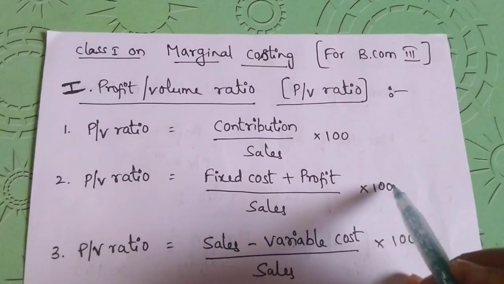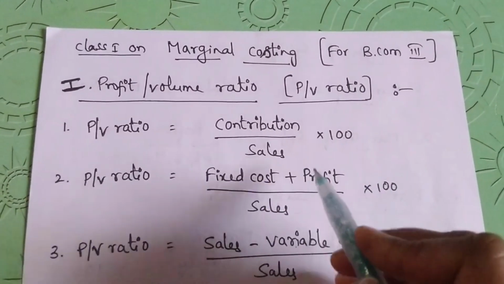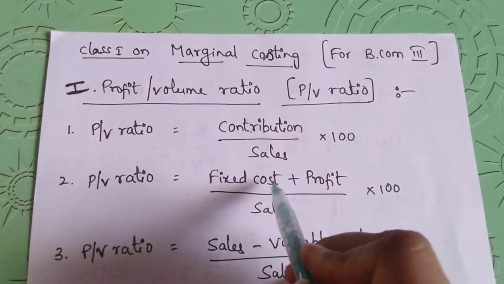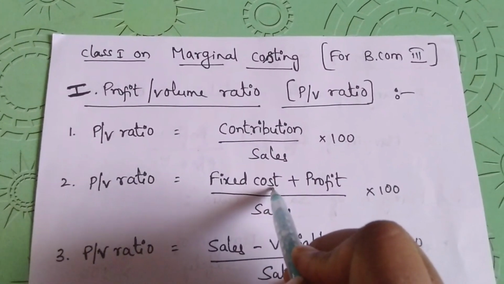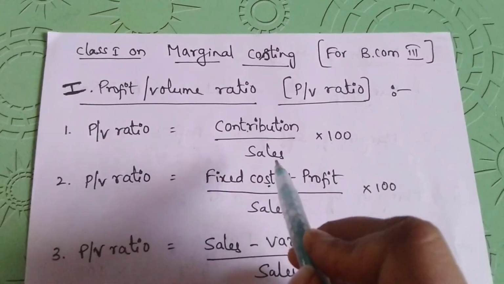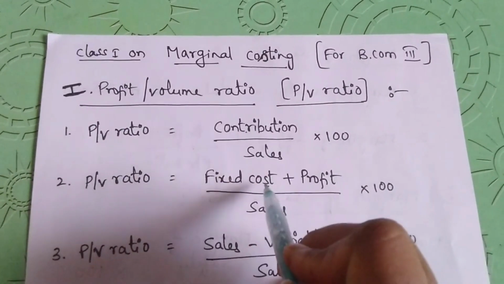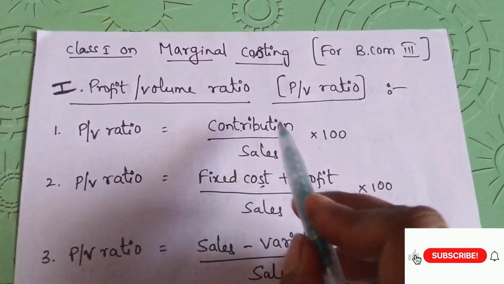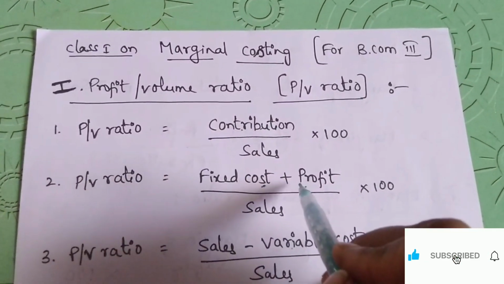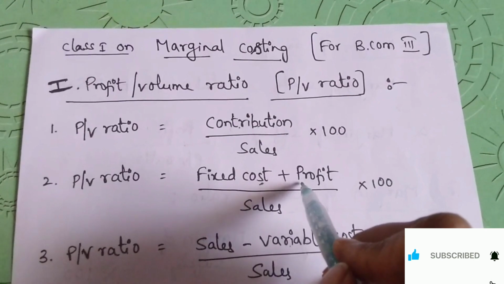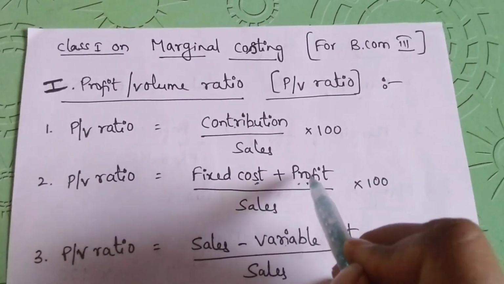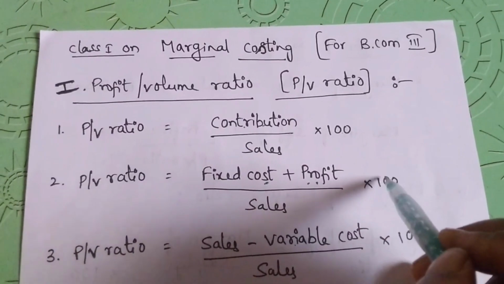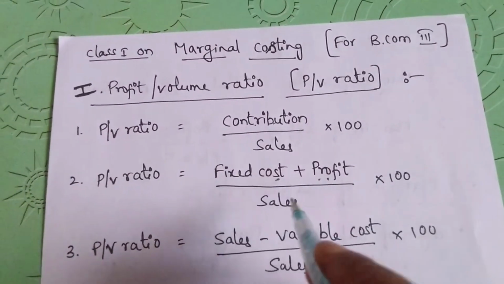Now come to second one, that is PV ratio is equal to fixed cost plus profit by sales into 100. So this is very simple. So in the previous formula we have contribution. In the place of contribution we actually placed fixed cost plus profit. Just now I discussed that contribution we will get in one way, that is fixed cost plus profit is equal to contribution. So in the place of contribution we actually have written fixed cost plus profit and divided by sales. Denominator is same here, into 100. This is very simple to understand this formula.